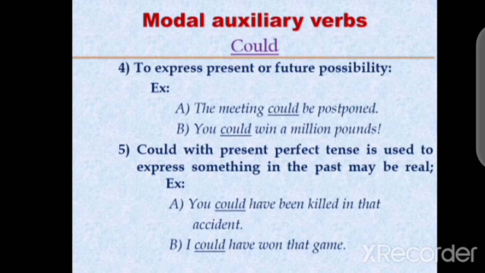For example, you could have been killed in that accident. So it expresses past that may be real. Next example, I could have won that game. So could is used to express possibilities that might have been real.